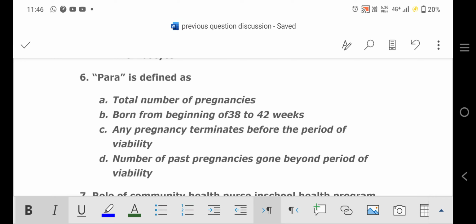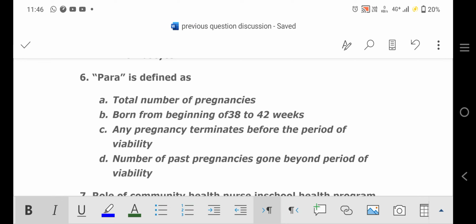Everyone should remember one thing, there is a scoring system GTPAL, which corresponds to the number of pregnancies, the number of term deliveries, the number of preterm deliveries and so on. Do remember that.